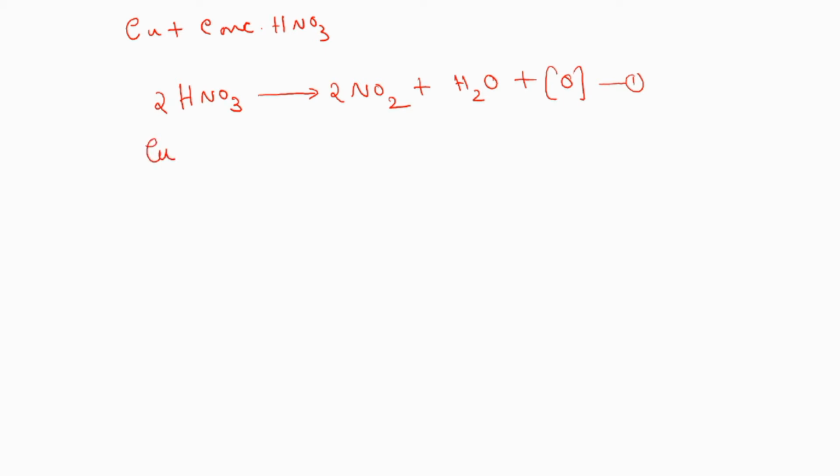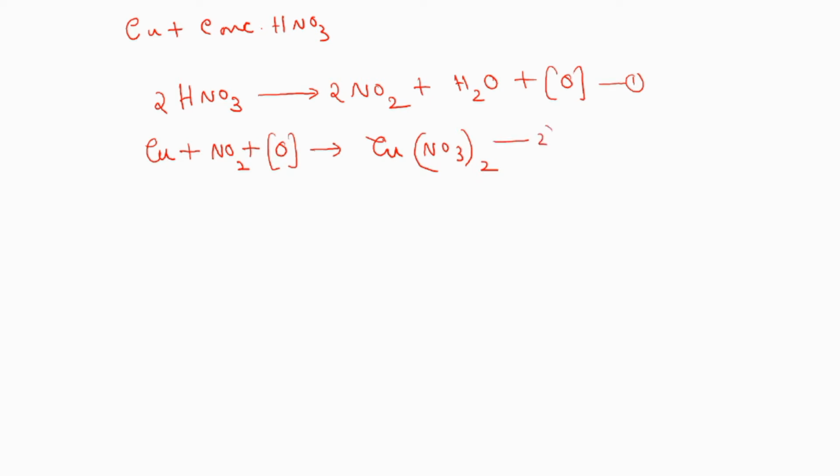Now at this moment you are adding a little bit of copper to concentrated nitric acid. At that time this NO2 will react with copper, and at the same time nascent oxygen will also react with copper. And see what the expected product will be. You will be getting CuNO3 twice. Correct? This is the expected product.